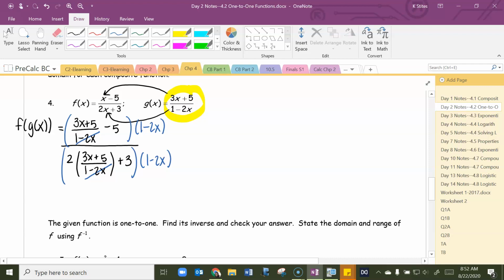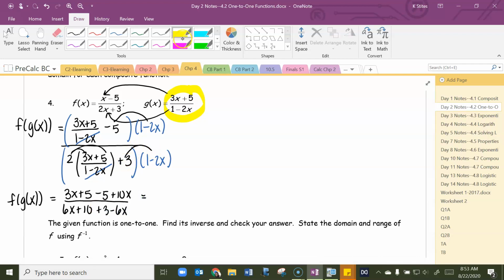Just make sure, and I've written this way too big, that when you do that, it's still distributing to this 3. So you're distributing the 1 minus 2x to each part. 1 minus 2x to the first part, the 1 minus 2x's cancel, you're just left with the 3x plus 5. 1 minus 2x distributes to the negative 5, that's going to be a negative 5 plus 10x. Over 1 minus 2x distributes to this first part, they're going to cancel, but you still have this 2 out front that's going to distribute, so that's a 6x plus 10. And then 1 minus 2x multiplied by that 3 is a 3 minus 6x.